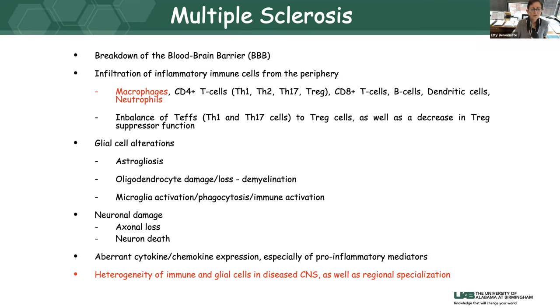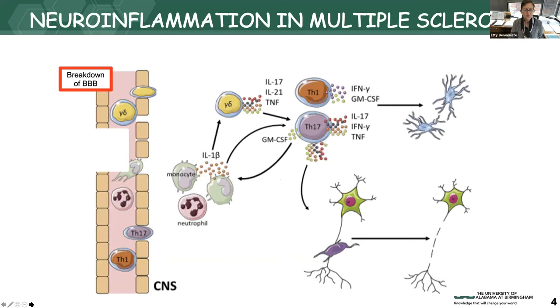There are alterations in endogenous glial cells. I mentioned astrogliosis. Oligodendrocytes, the cells that produce myelin, are damaged or undergo cell death. And microglia, the endogenous brain macrophage, becomes activated and is thought initially to promote a lot of the dysregulation of the immune response. And what's been appreciated for about the last 10 years is that there actually is significant neuronal damage with axonal loss and neuron death. Characteristic of MS is the aberrant expression of many pro-inflammatory cytokines and chemokines. And what we now appreciate due to single cell RNA-seq is that there's tremendous heterogeneity of both the infiltrating immune cells and resident glial cells in the disease CNS, as well as regional specialization.